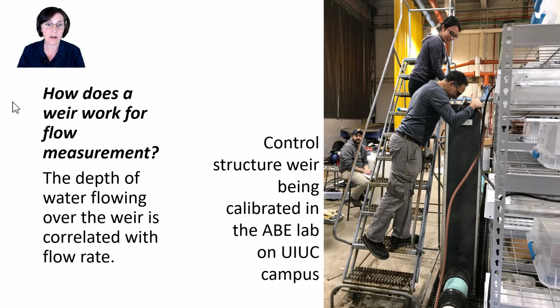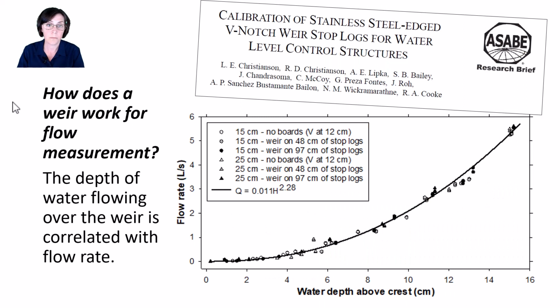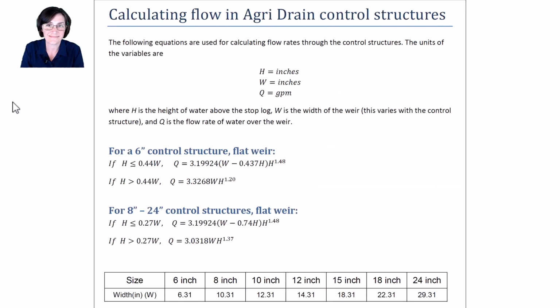This type of empirical testing in the lab allows development of graphs like this, where the x-axis is water depth above the crest and the y-axis is the flow rate. From the graph, you get an equation that you can use for your field data. This is valid to use for this application, even though we violate some of those conditions we talked about previously. Weir equations were developed for agri-drain control structures and their stop logs several years ago.